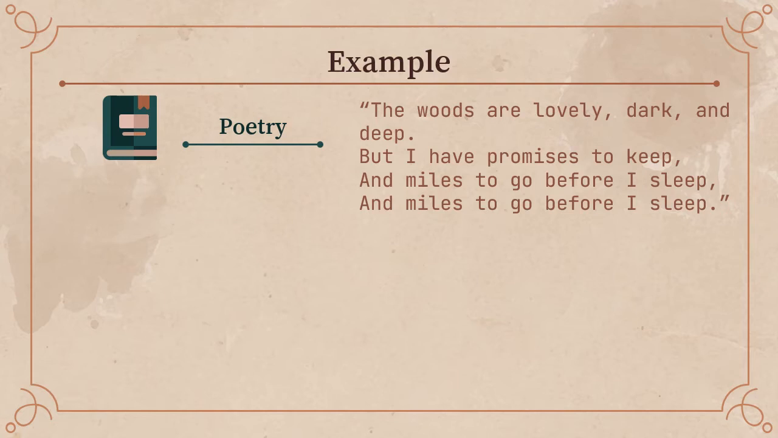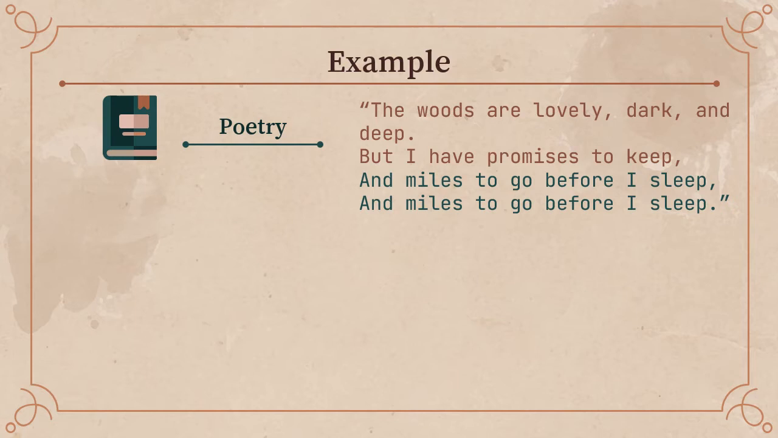The rhyming words at the end of each line, which are deep, keep, and sleep, should show us right away that this is written in a traditional poetic form. The poem also has rhythm. Check out the last 2 lines here. Miles to go before I sleep, miles to go before I sleep. They repeat. You wouldn't ordinarily find such exact repetition in prose.